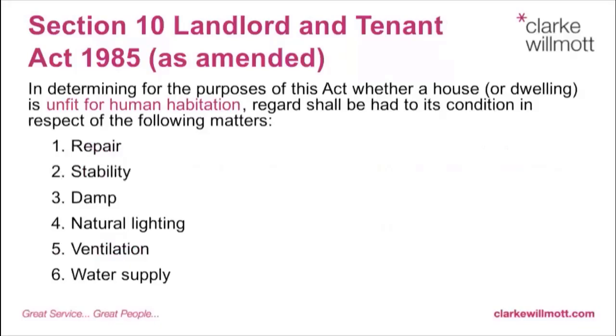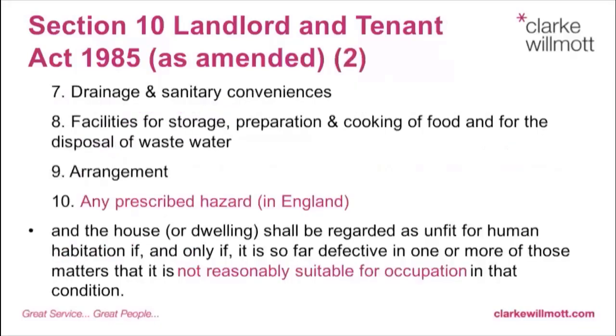So as I mentioned earlier, there's repair, stability, damp, natural lighting, ventilation, water supply, drainage and sanitary conveniences, facilities for storage of water, etc. 9 should say internal arrangements, and 10 prescribed hazards. If a tenant is able to establish one or more of these criteria, then it will establish that the property is not reasonably suitable for occupation and therefore is unfit for habitation. And so that's how the cases will now be progressing.